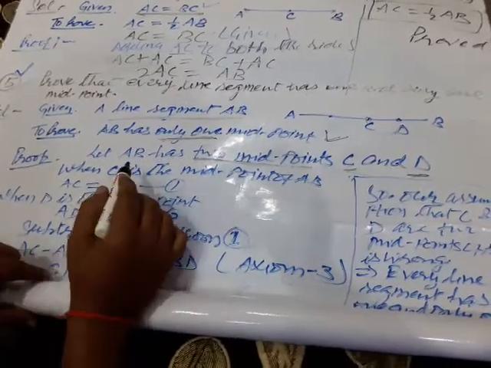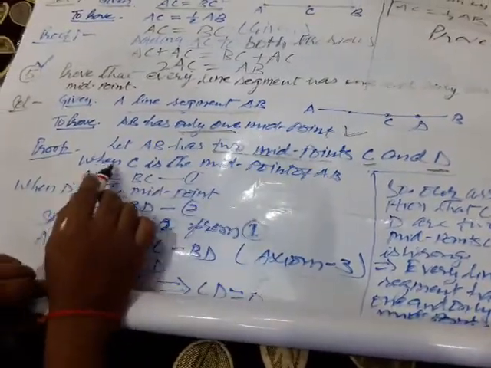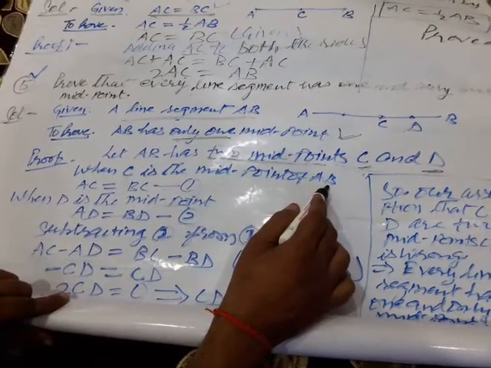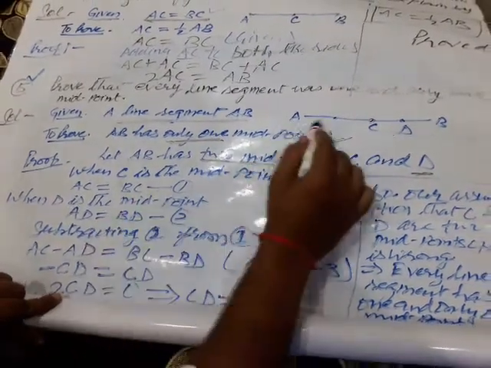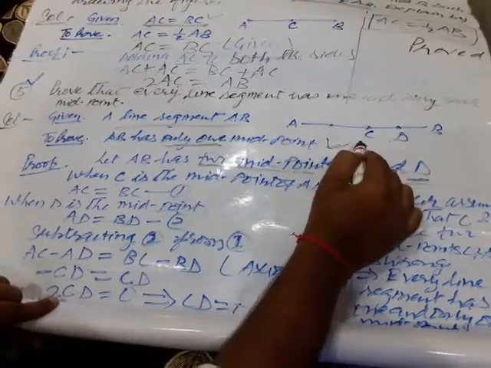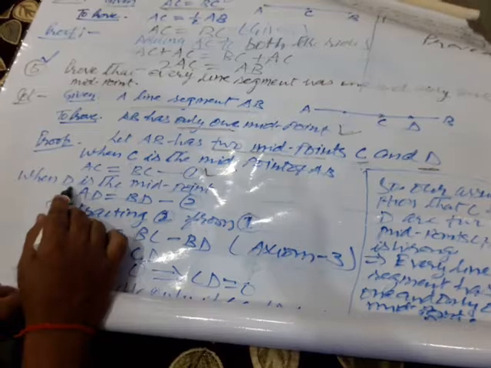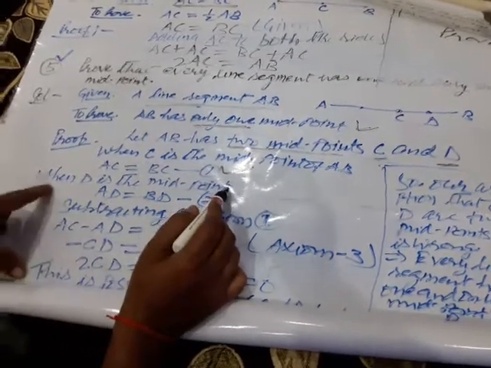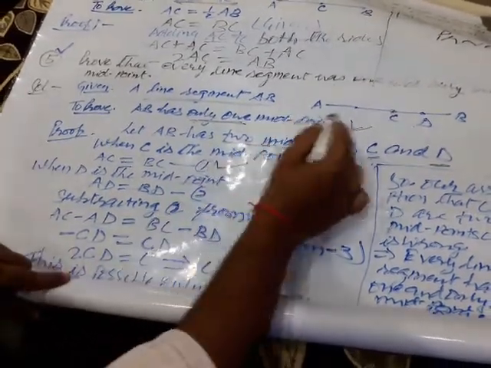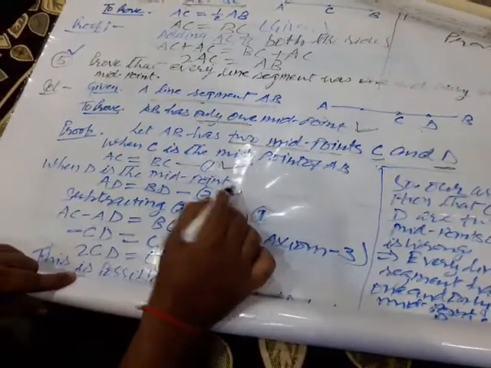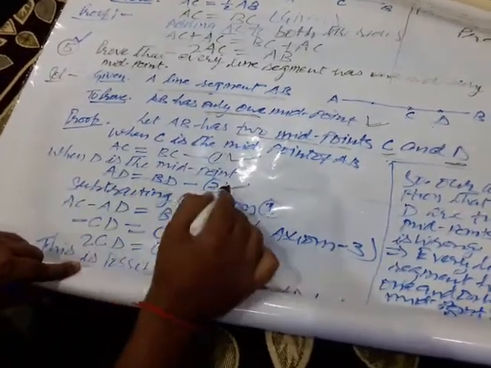When C is the midpoint of AB, you know that AC equal to BC. Let it be equation number 1. When D is the midpoint, then AD equal to BD. Let it be equation number 2. AD equal to BD you have taken.